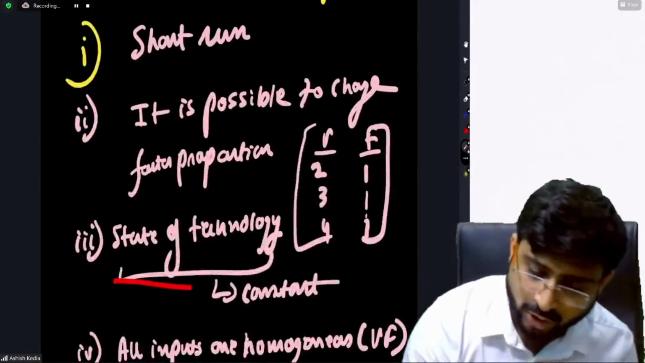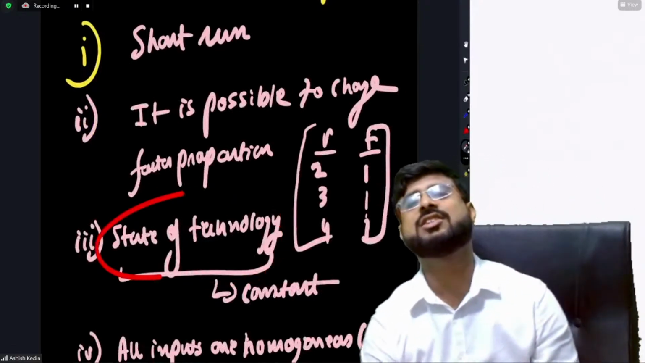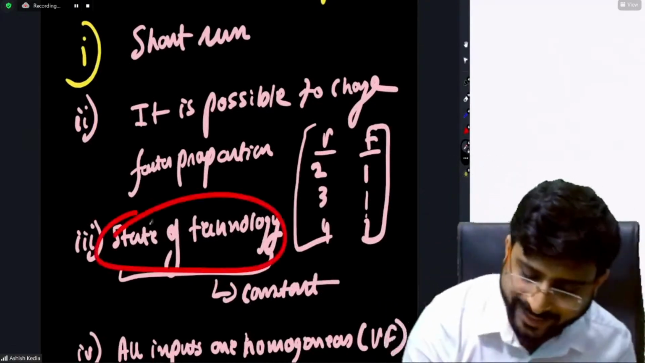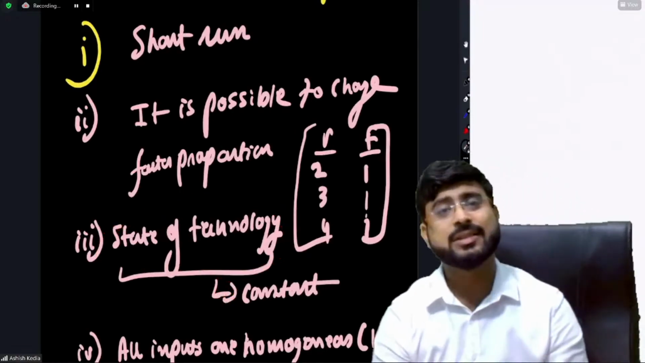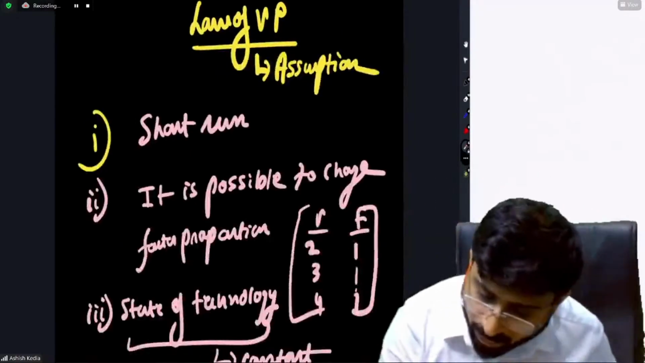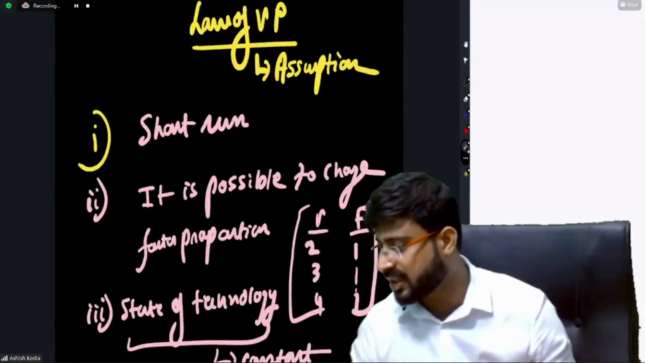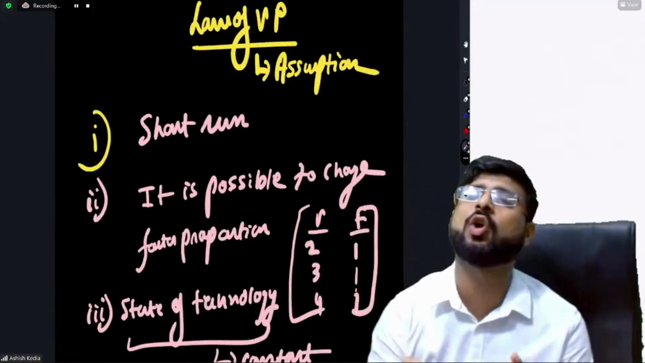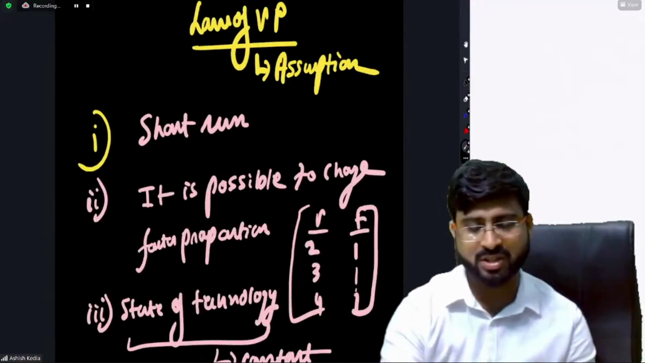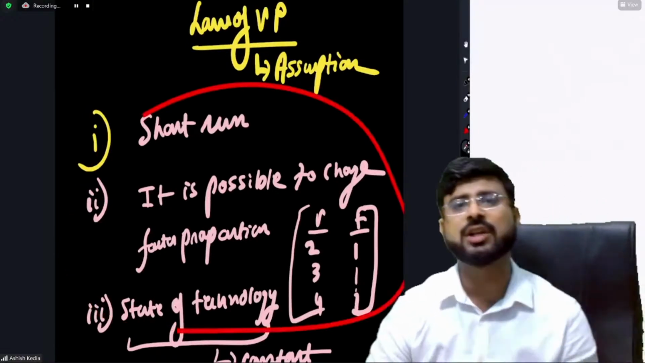Next is the state of technology. The state of technology remains constant. That is, while we are studying the law of variable proportion, there is no change in technology. First, note it down, everybody.